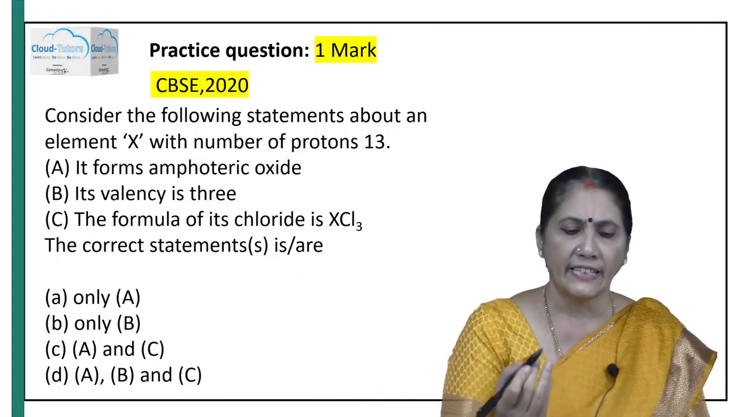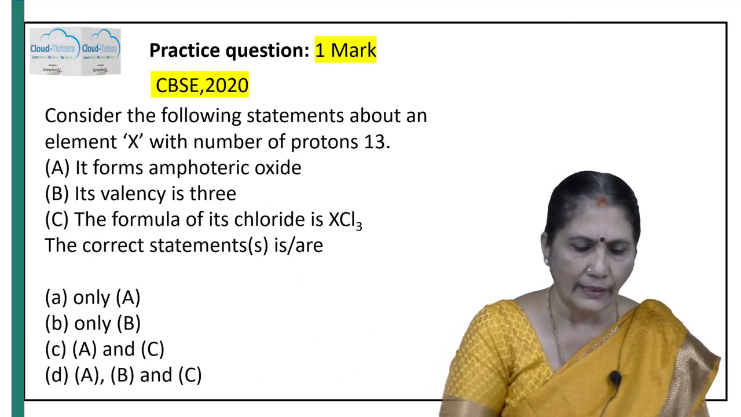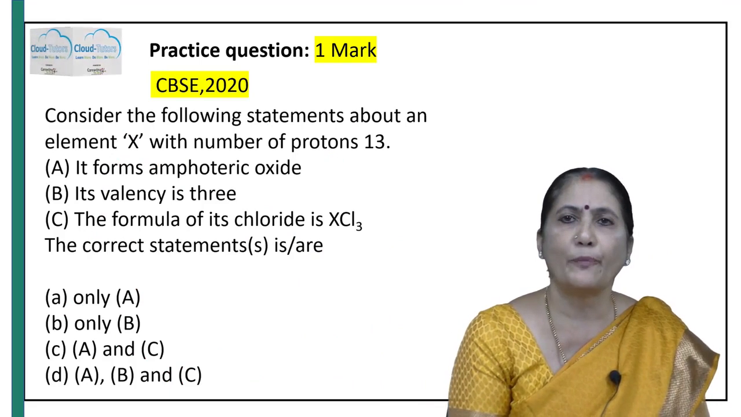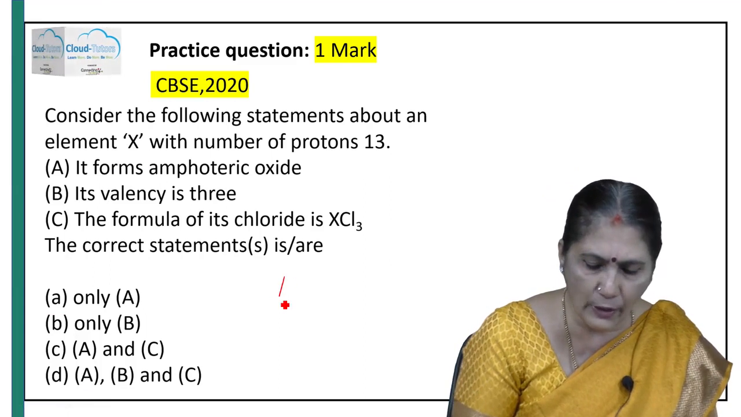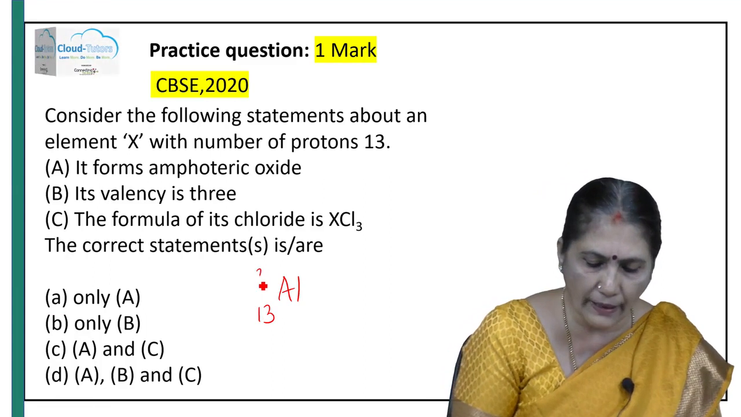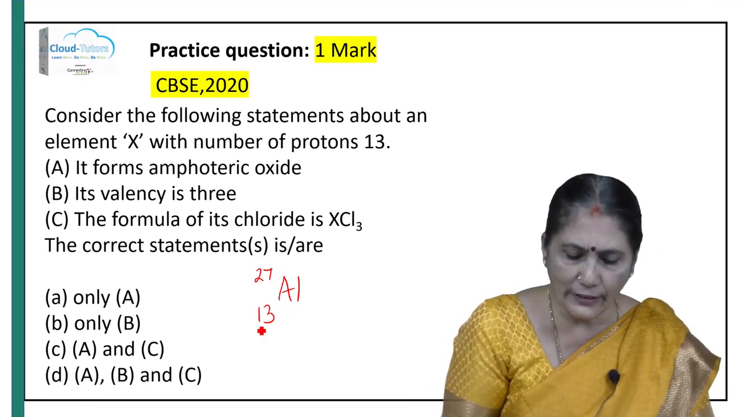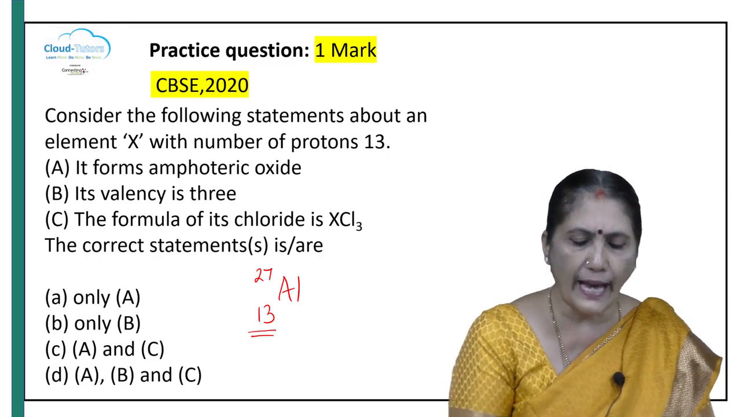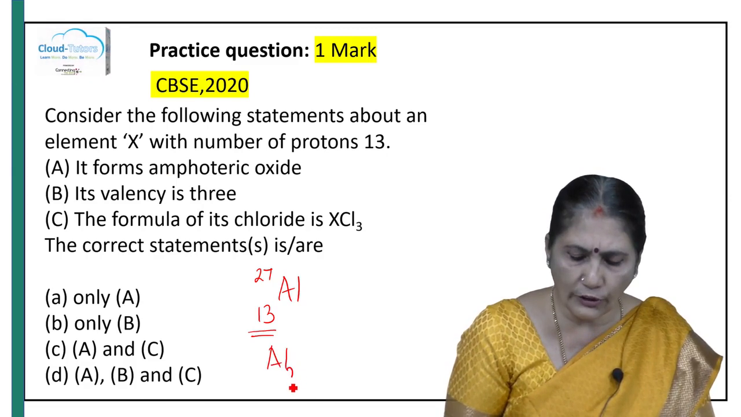Now coming to the next CBSE 2020 question which has been asked for just 1 mark. Consider the following statements about an element X which is having number of protons 13. That means it is referring to the element which is aluminium having atomic number 13. And mass number is going to be 27 for aluminium. But you have to just take into consideration 13, which is given as number of protons. It forms amphoteric oxide. So you know that it is Al2O3.